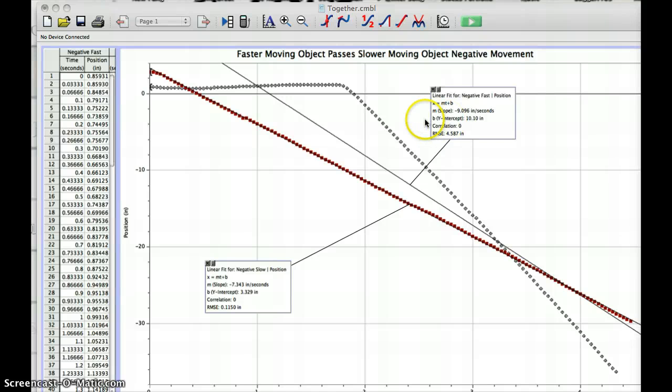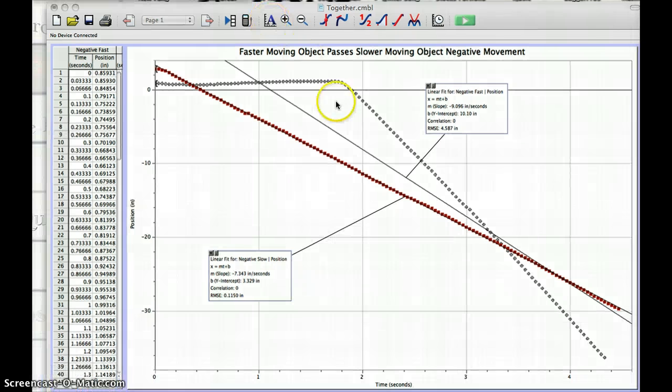Little mistakes. So, since the slower object was allowed to move first, its line is a little more straight. It is straight. But the faster object, since it was being held still for a while, it has this little plateau up here, and then once it lets go is right around here. Then it goes. It's steeper because its slope is big.